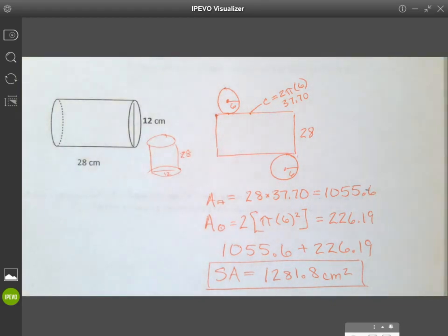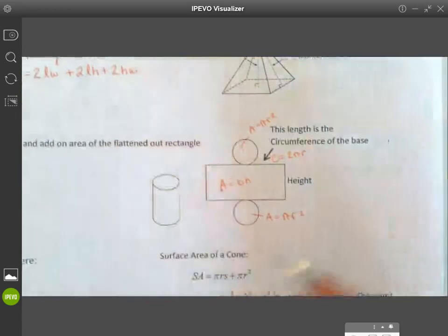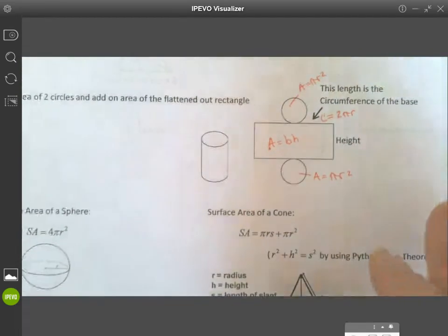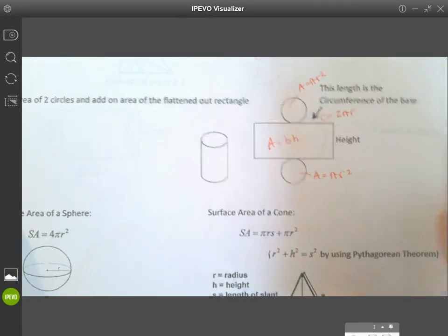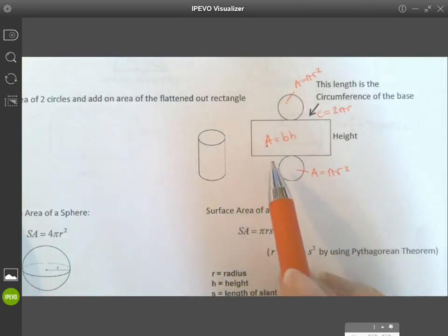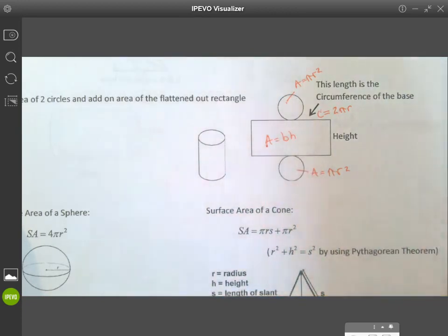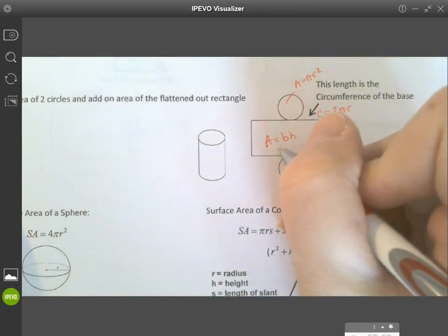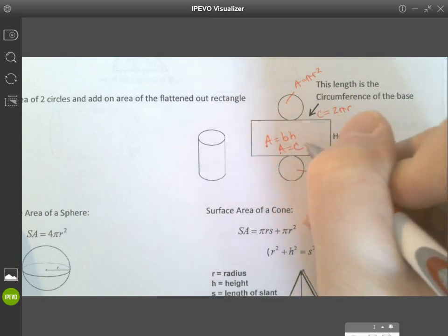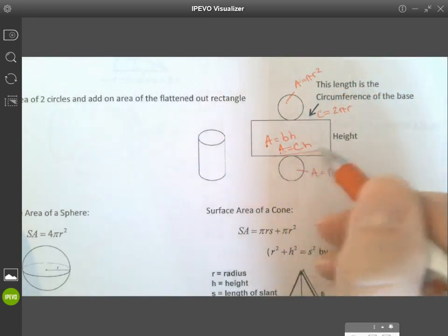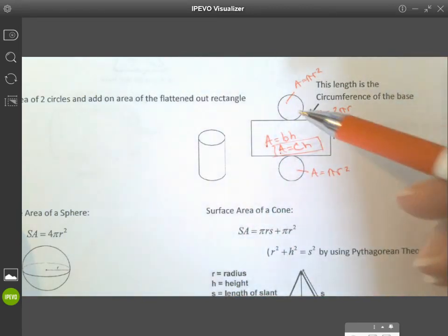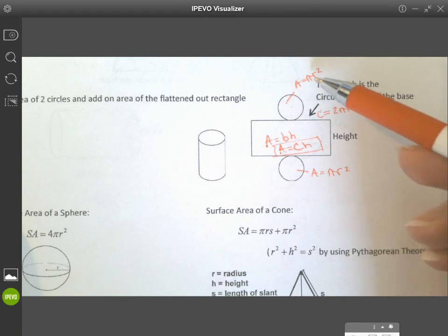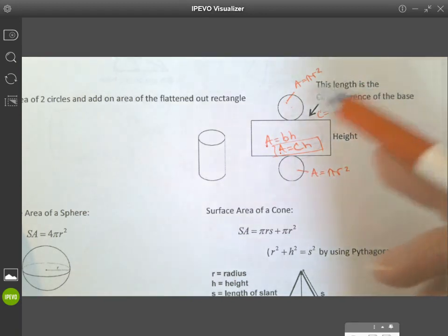Oh, before we read this problem, I lied. Come back to me. On your formula sheet, do you see it says find the area of 2 circles and add the area of the flattened rectangle? I thought you guys might want to add a little bit here. The area of the rectangle is base times height, and for us, it's going to be the area equals circumference times height, okay? Because the base is your circumference. We have our height, and then I reminded you have the 2 circles, and you find the area there. So I thought that was a nice reminder.